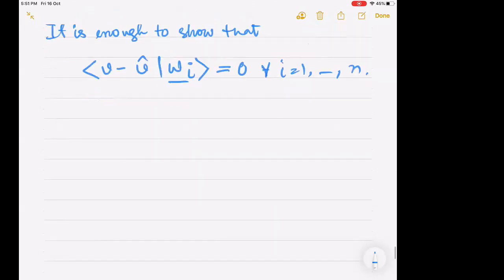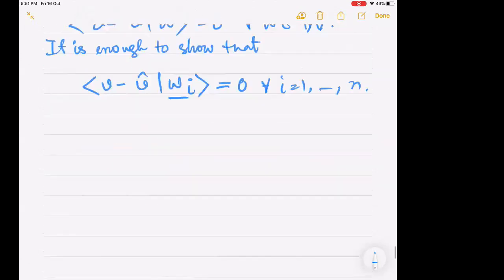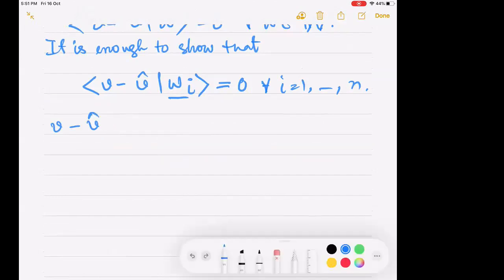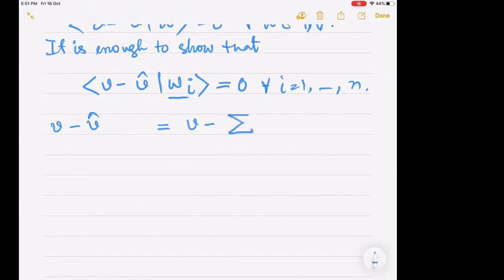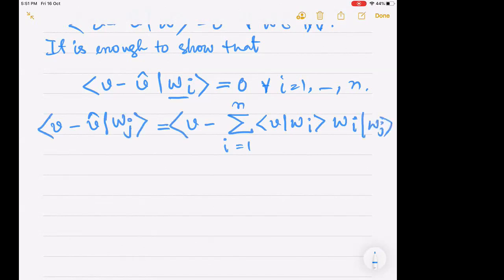Let us just check. What is v minus v hat in our case? v minus v hat is equal to v minus the summation i going from 1 to n of the inner product of v with wi, times wi. Now I take the inner product with wj. By linearity, this is the same as the inner product of v with wj, minus the summation i going from 1 to n of the inner product of v with wi, times the inner product of wi with wj.